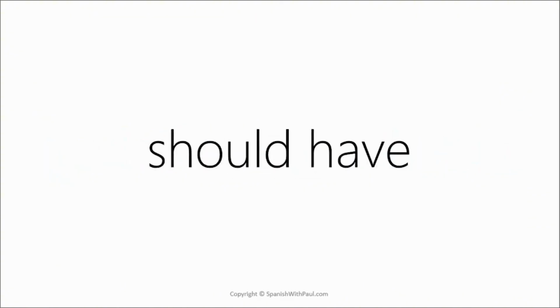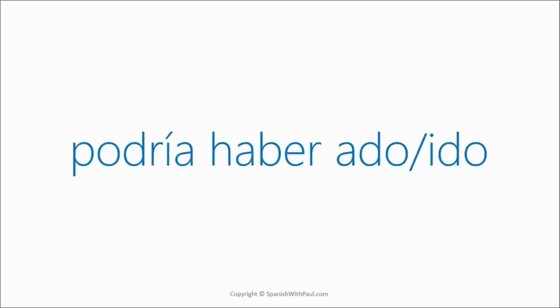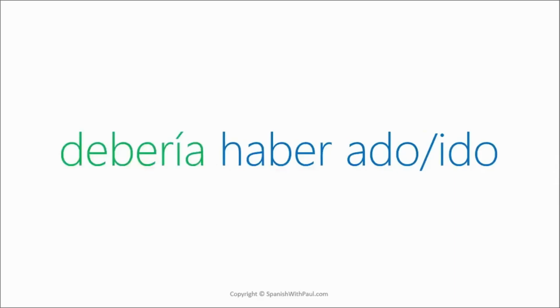Next up, let's look at should have, and you're going to see that it's very similar. So instead of having podría haber, you would get rid of podría and replace it with debería. Now all the rest remains exactly the same. It's just that you're using debería instead of podría.